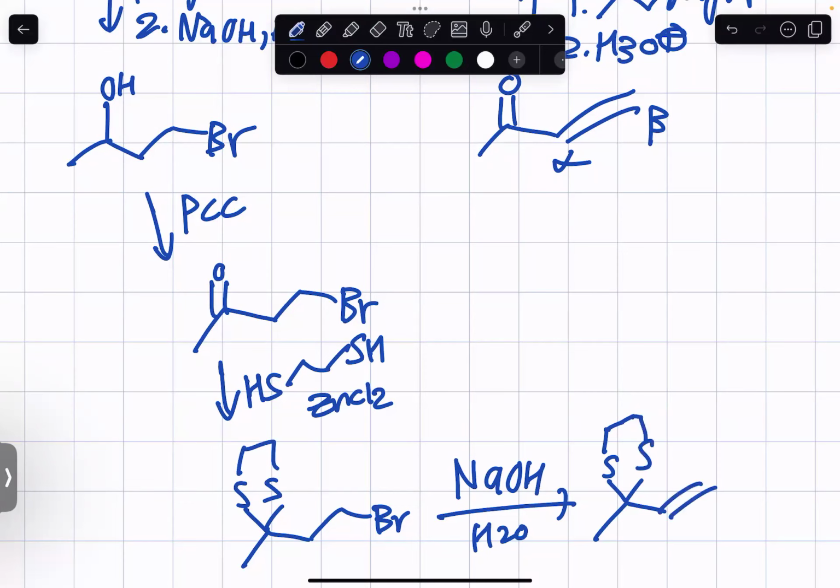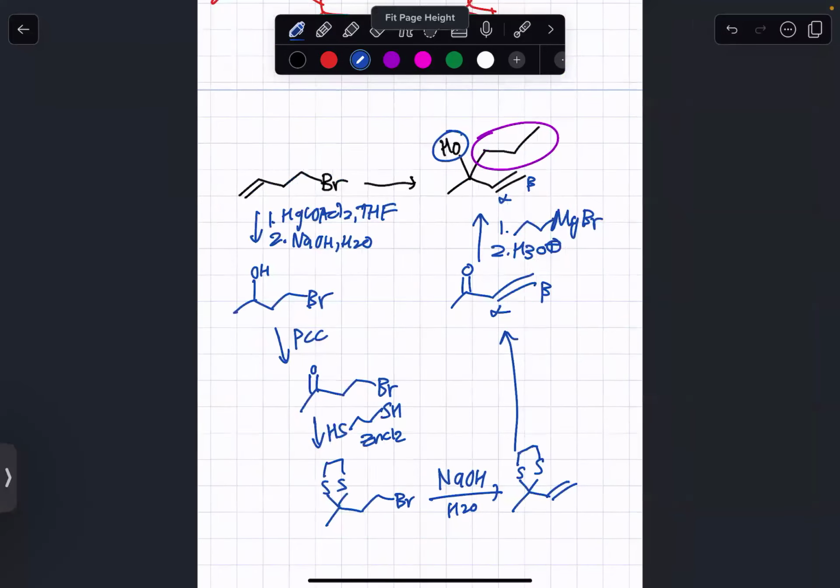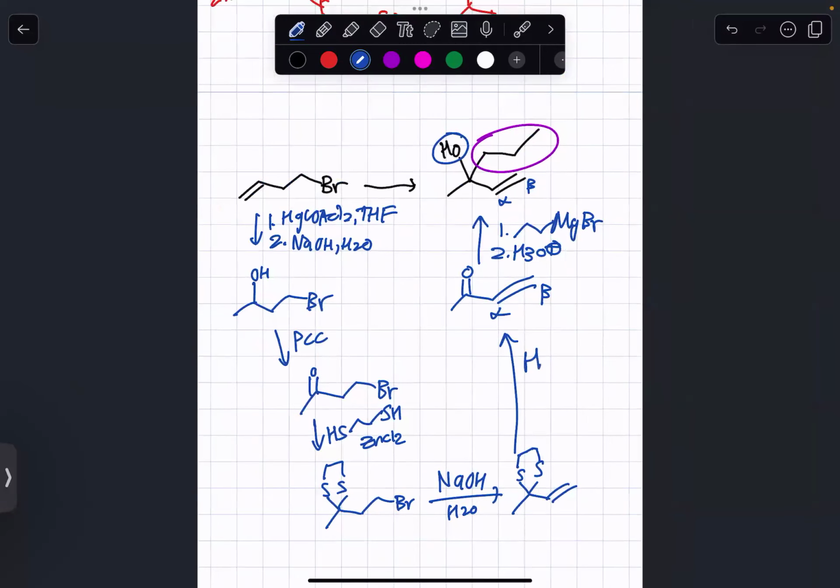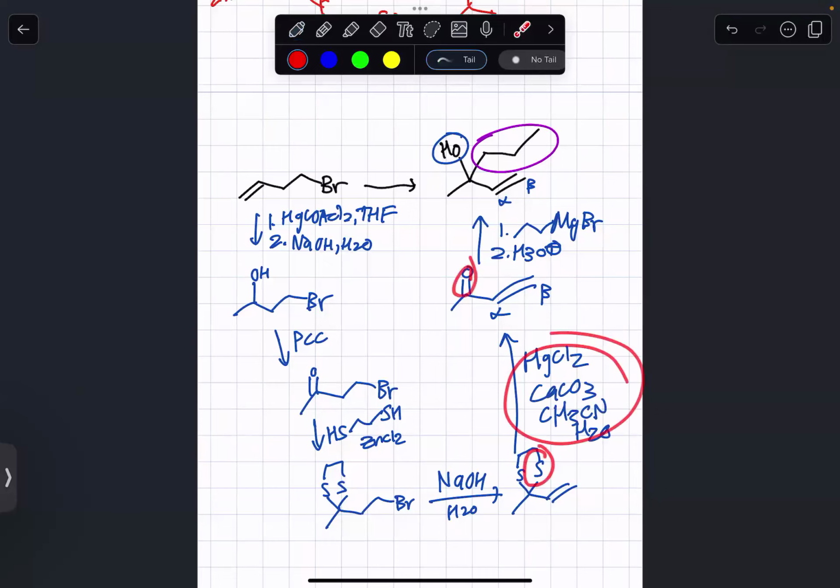Okay, nice. And then from here to here, to deprotect that sulfur thioacetal, we don't use water and acid. We use this weird thing, HgCl2, CaCl3, CH3CN, water, right? This would deprotect the thioacetal back into the carbonyl. This would not react with the alkene, right?